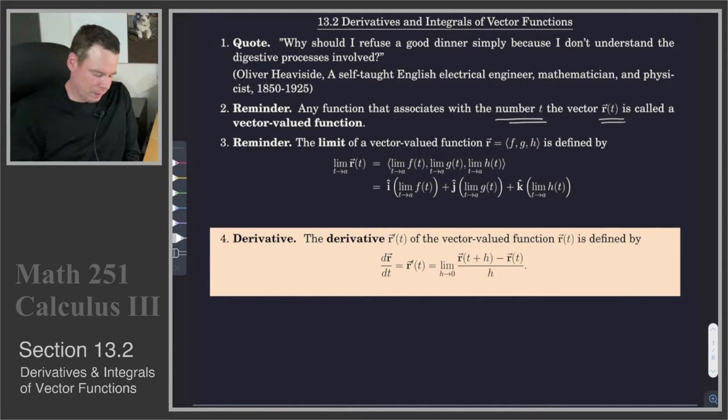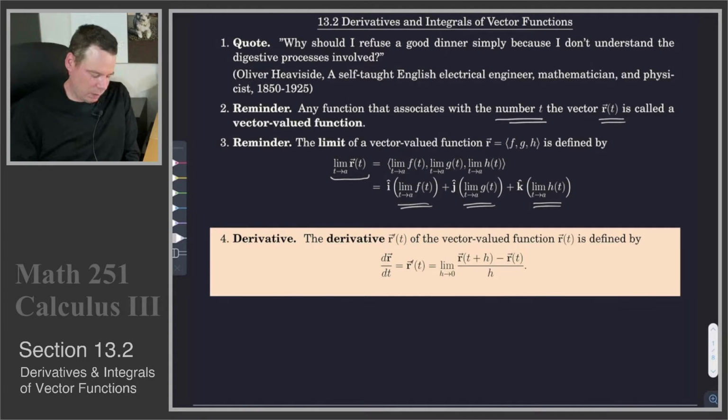We also saw last section that if we are interested in computing the limit as t goes to some value a for a vector-valued function, that can be computed by computing the limits of the corresponding component pieces. So these are three limits from calculus 1.